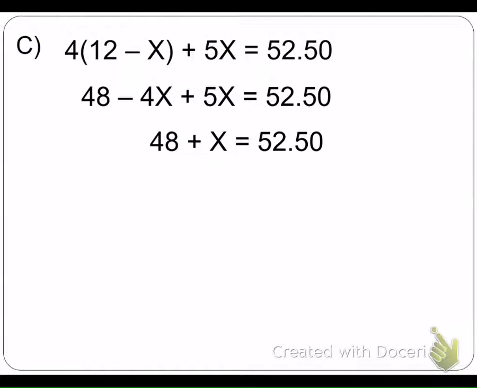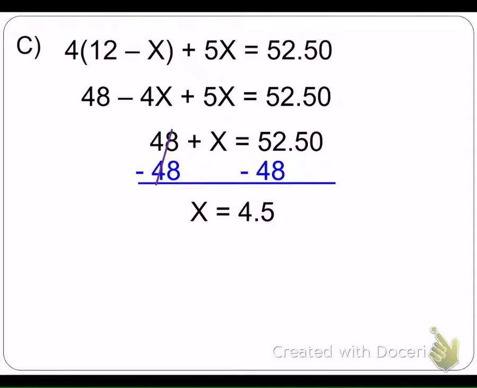So when I combine like terms, I have negative 4x plus 5x. It's like 5 minus 4. Keep the x, so 1x or just x. And then I need to subtract the 48 from both sides. When you do that, you get 4.5. So he worked 4.5 hours on Saturday. It doesn't ask you how much he worked after school, so you don't need to do that part. If it did, you would do 12 minus 4.5, and that would be the number of hours worked after school.